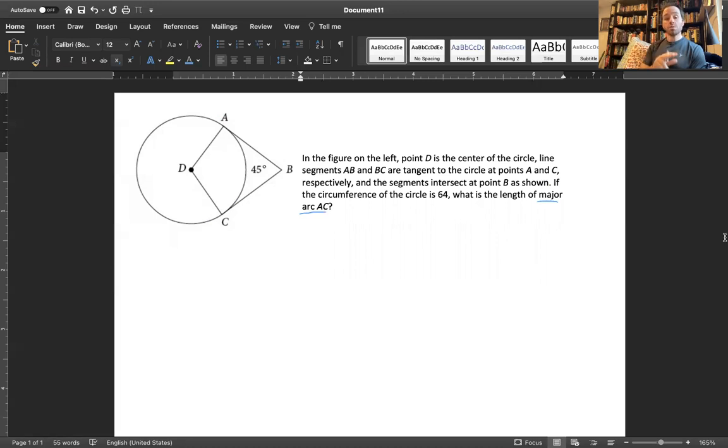Well, there are two types of arcs in circles. There are minor arcs and major arcs. Now, this is not music class. The difference between them is not whether they're sad or happy. The difference between them is whether you're talking about a small portion of the circle or a large portion of the circle. In red now, I'm going to put the minor arc. This right here is the minor arc AC.